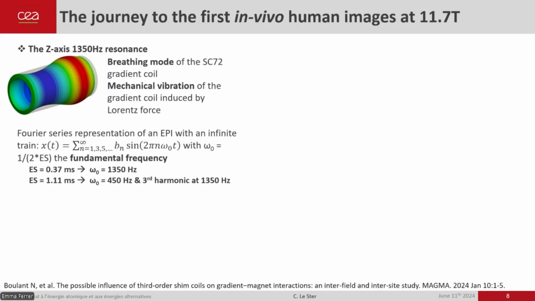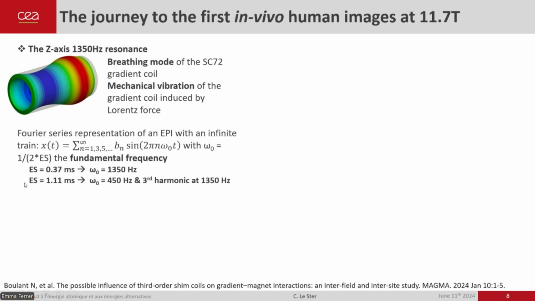So if we consider an EPI with an infinite train, it can be decomposed into a Fourier series with the following equation. So it's a sum of sinuses with a fundamental frequency omega 0 that is equal to 1/2 times the echo spacing. And if we choose, arbitrarily, the echo spacing to be 0.37 milliseconds, then the fundamental frequency is equal to 1350 Hz. An echo spacing of 0.37 milliseconds is not so common in EPI protocols.